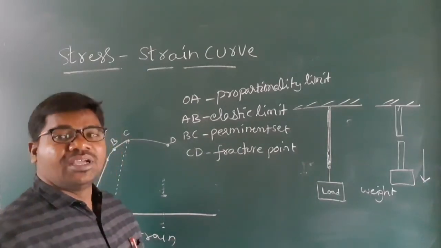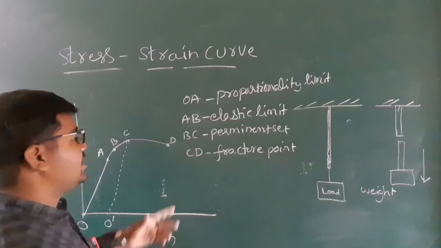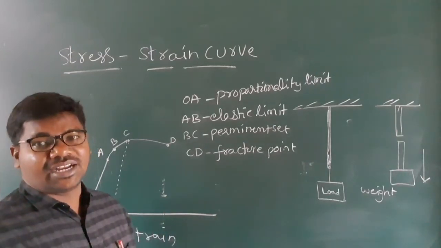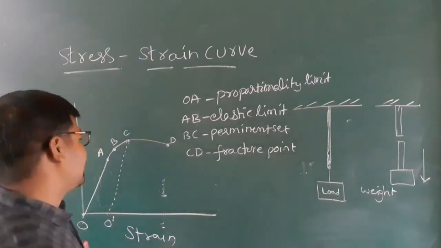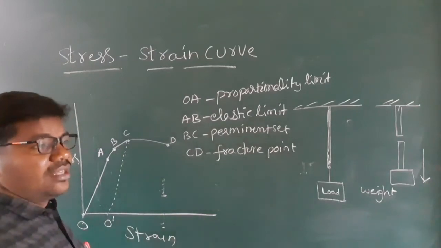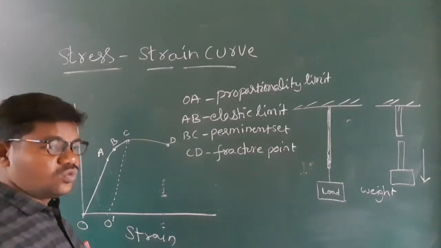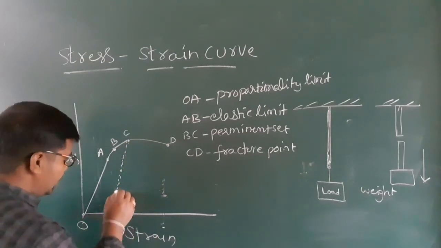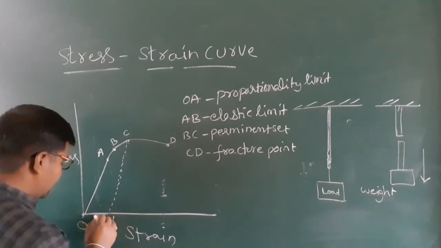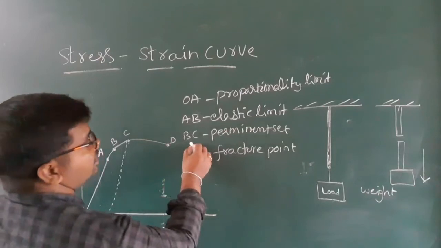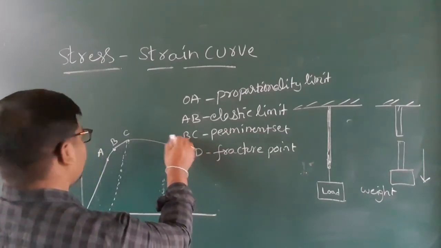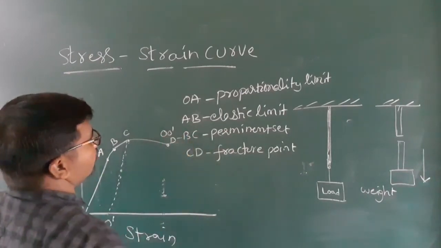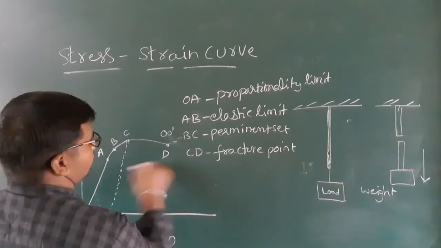This is beyond the elastic limit. Understand, my children? After getting beyond the elastic limit, the body will not regain its original shape and size. When we remove that load, the length becomes O to O dash. See here, the permanent set is O to O dash. Understand?